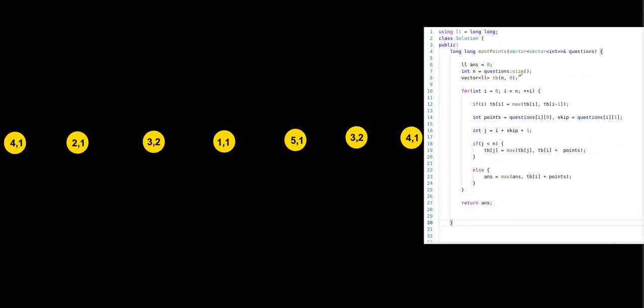So this is the table of size question size. We start from the first index. So this table initially has values zeros. So we have 0, which represents the maximum points to reach this index. So we start at this index, or from this question.